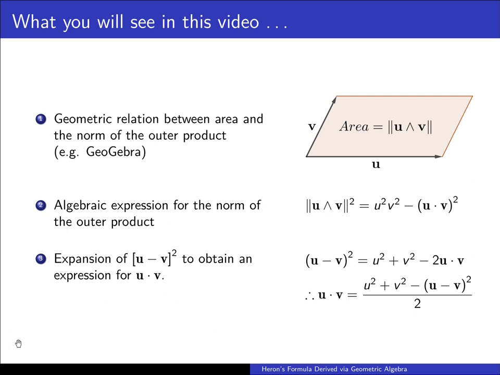So what you will see in this video, we'll start out by mentioning the geometric relation between the area and the norm of an outer product. And this is something that can be used very easily in GeoGebra, the free geometry program online. And we'll see here that the area of a parallelogram is equal to the norm of the outer product of the two vectors that form its sides. We'll also show the algebraic expression for the norm of the outer product, or the square of it rather, and at the end of this video I'll derive that.